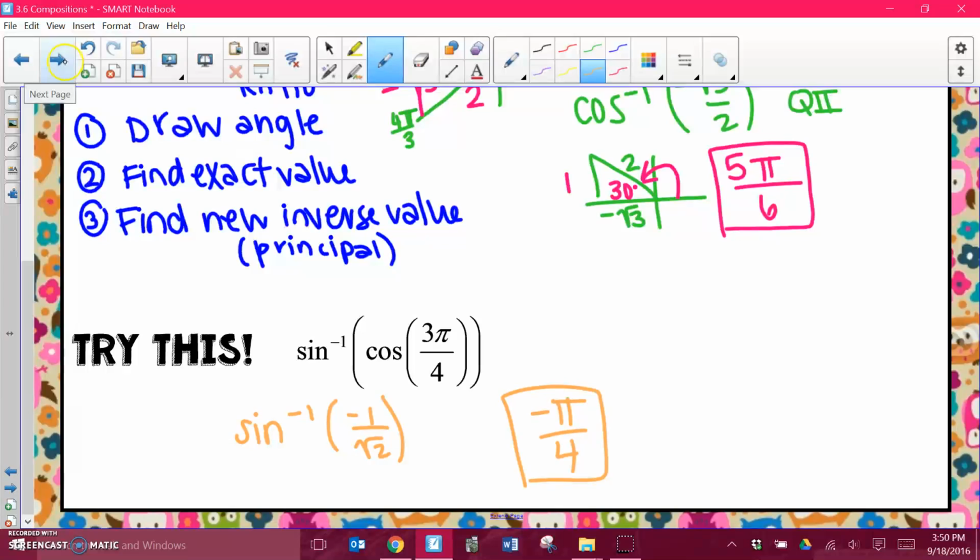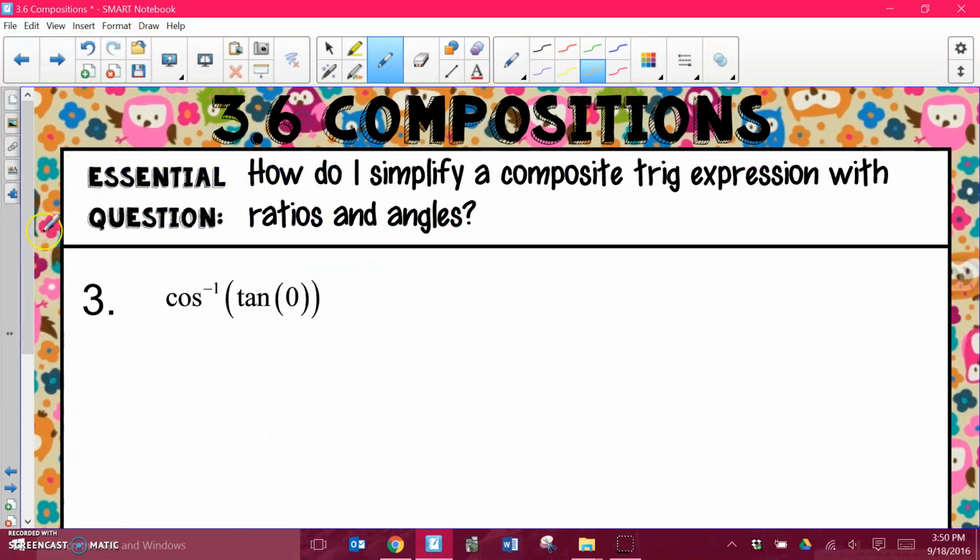Okay, last thing we need to talk about is what happens when we have things like this. So the hardest part about the compositions is realizing what they're asking for. Again, if you have an inverse function where it says trig to the negative 1, that's looking for an angle measure. So you are looking for some angle. If it's just a regular trig function where it just says sine, cosine, tangent, then you need a ratio here.